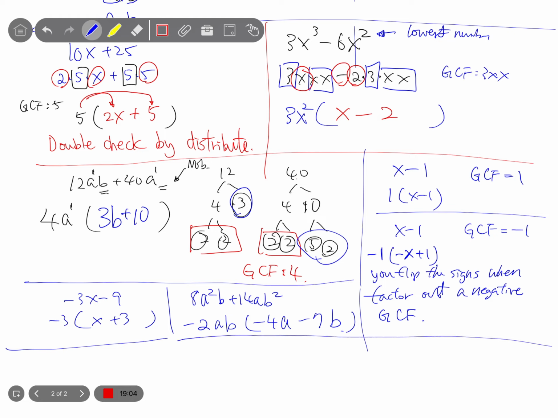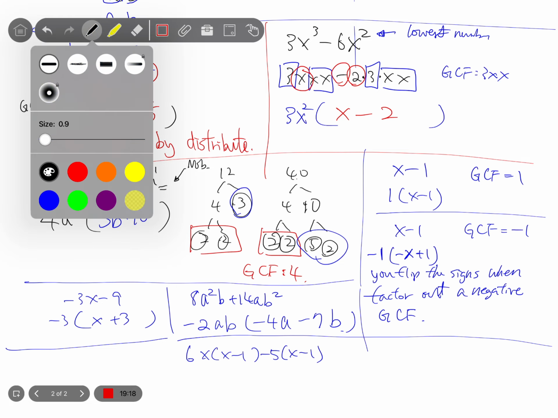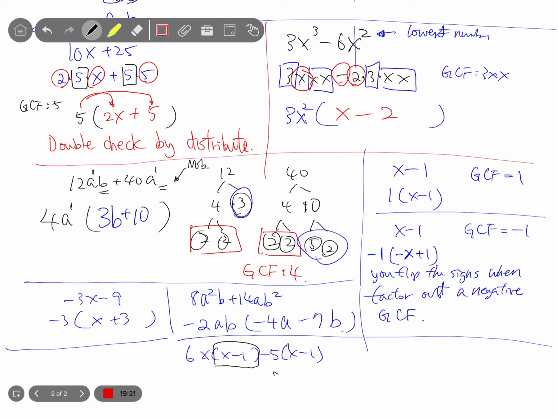Okay, the last part is about the binomial factor. This is again very similar to what we did earlier. You have 6x times x minus 1 minus 5 times x minus 1. Notice we have x minus 1 right here, so we know we can definitely factor that out. So here we go. You have x minus 1 in the front, and make sure you put parentheses around it. And we have the 6x minus 5 as leftovers. And we are done.